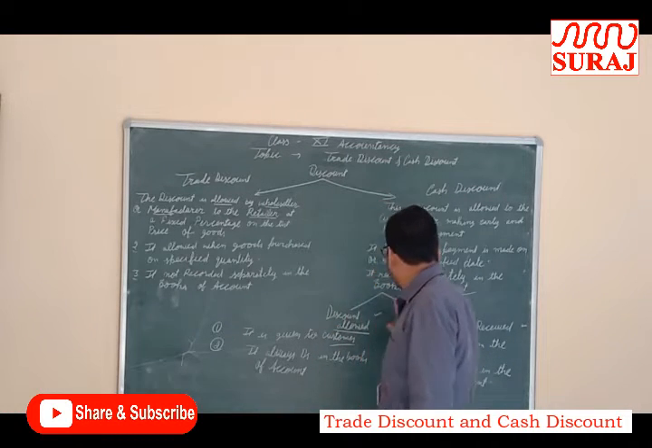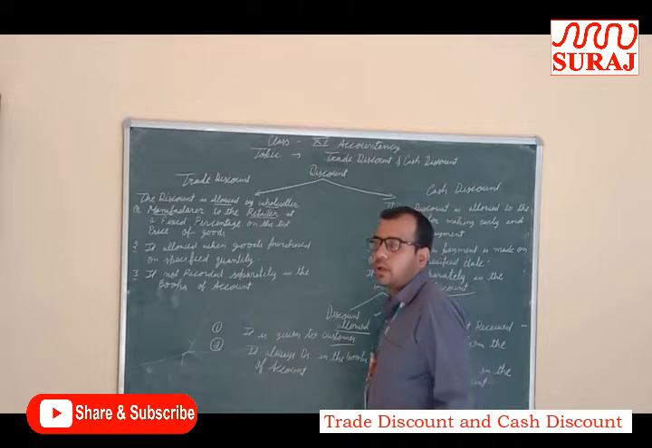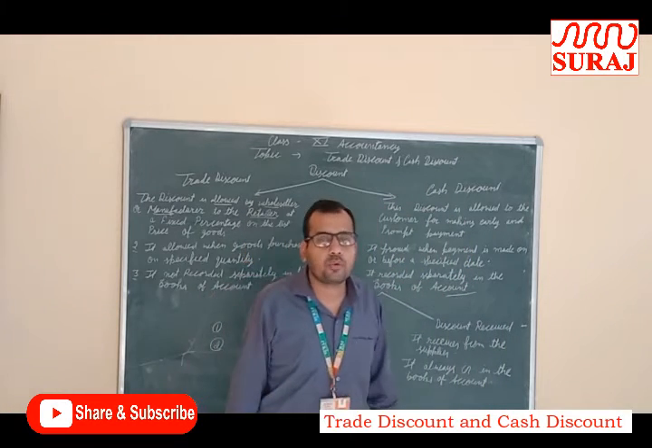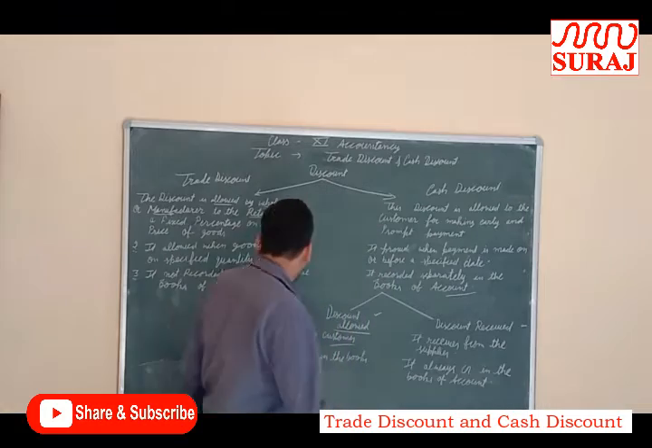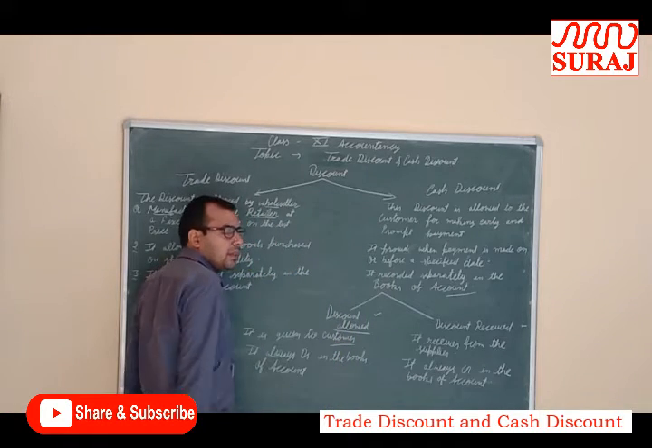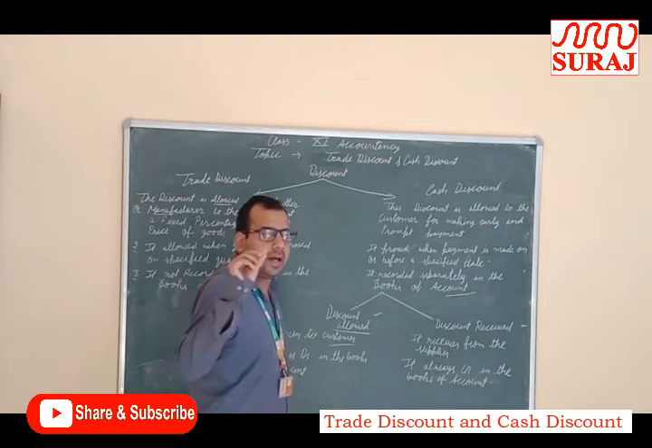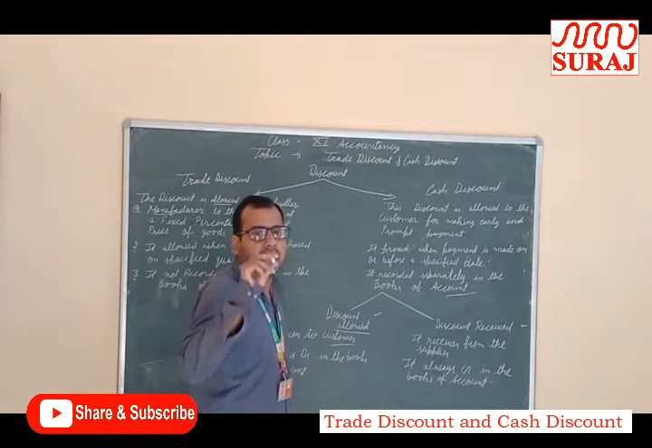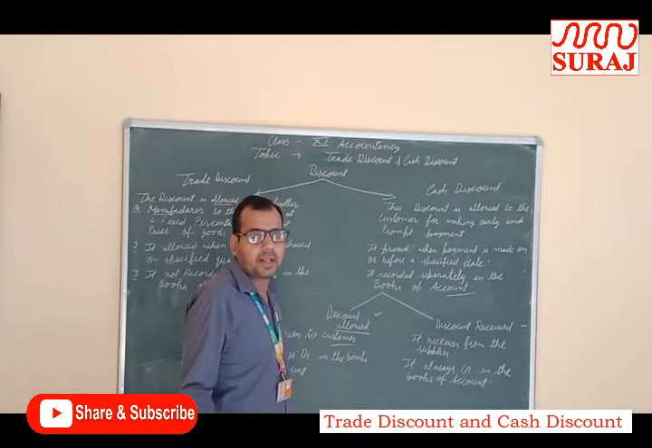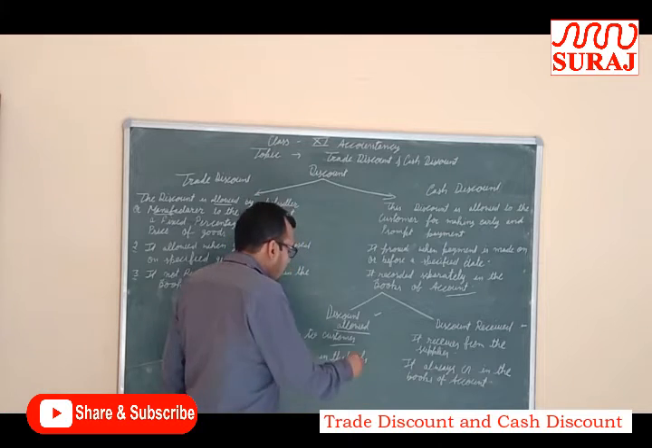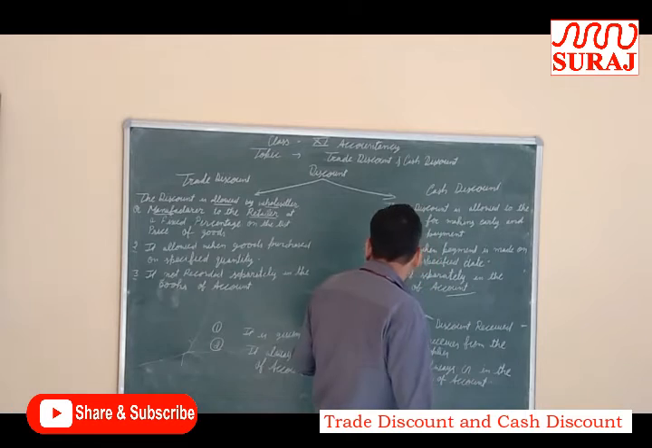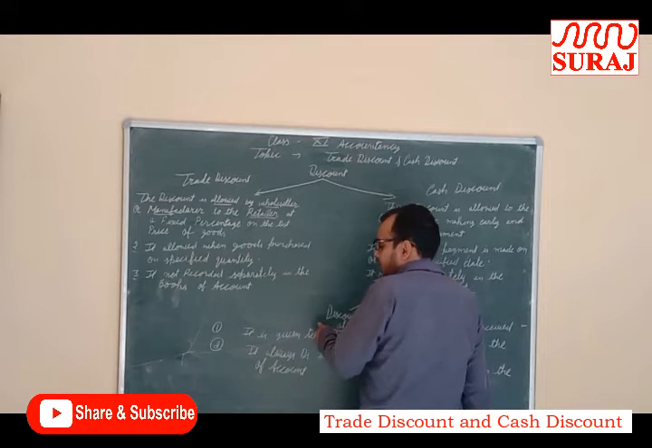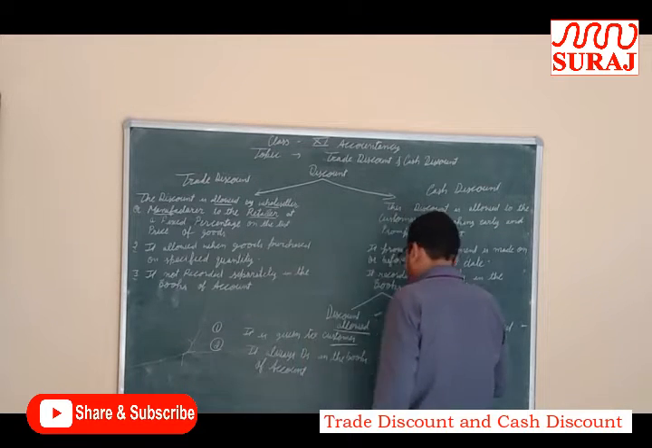Again I repeat, discount allowed and discount received are both nominal accounts, and the rule is debit all expenses and losses, credit all incomes and gains. Discount allowed is given to the customer, meaning a seller charges less than the due amount from the customer. If we charge less, it is an expense for the seller, and expense will be debit.